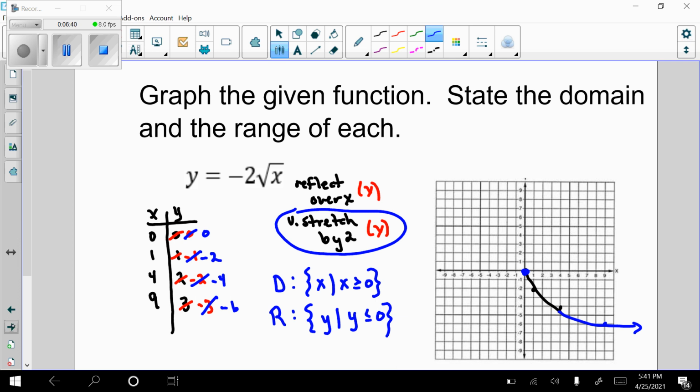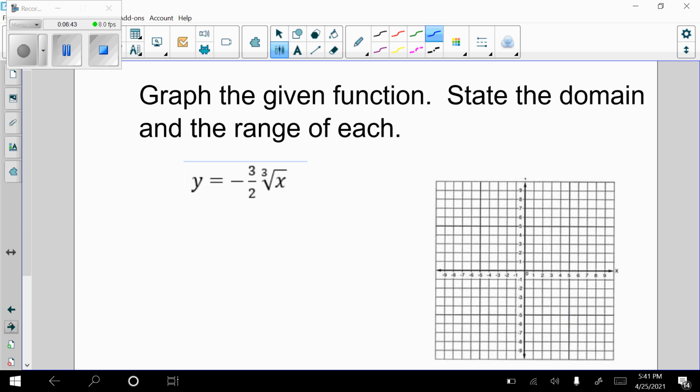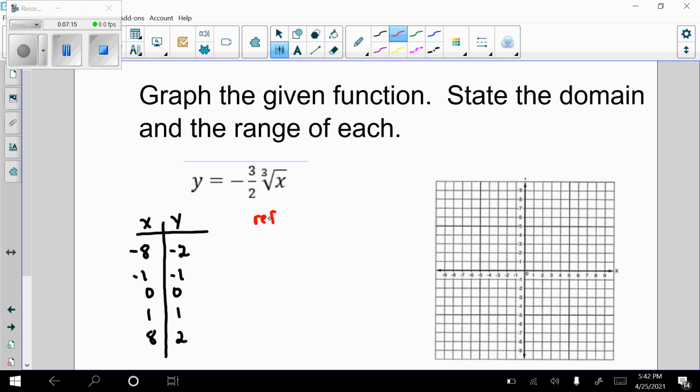Okay, so same idea for a cube root. So I'm going to go ahead and start with my parent function for a cube root. So x, y, 0, 0 in the middle, 1 and 8. Cube root of those is 1 and 2. And I can throw in my negatives. So that would be the cube root of -1 and the cube root of -8. So my first transformation is, again, reflect over x.